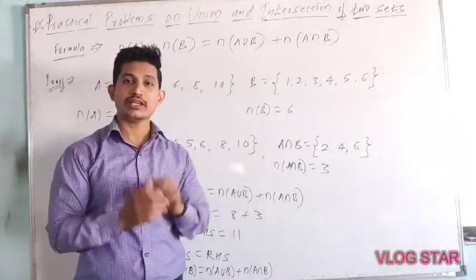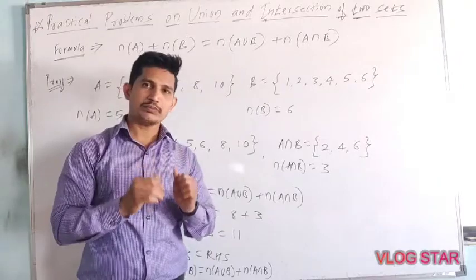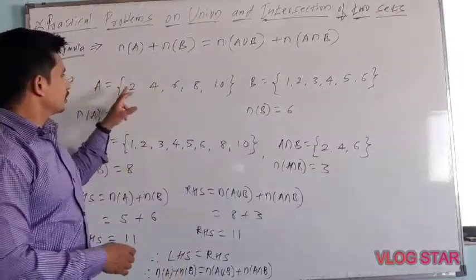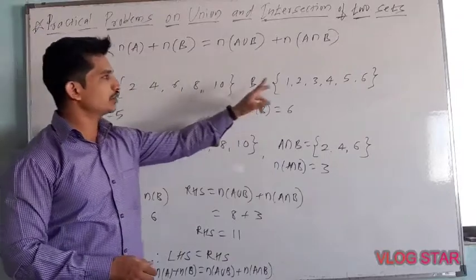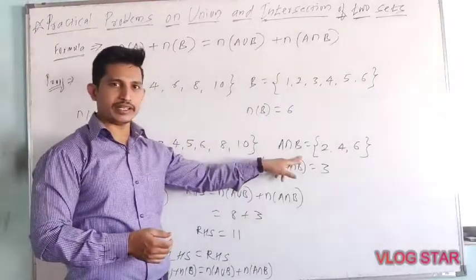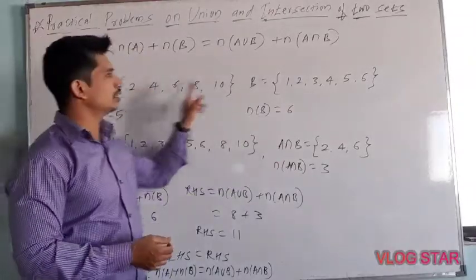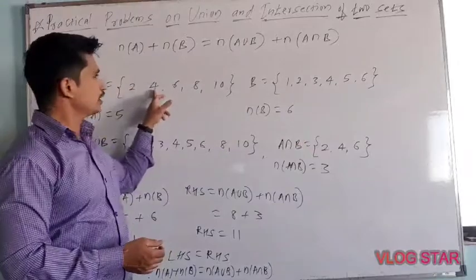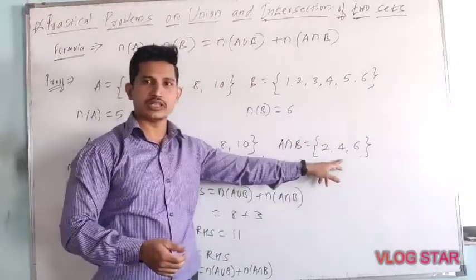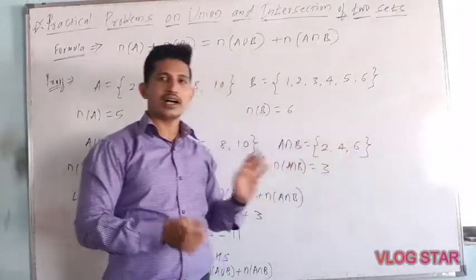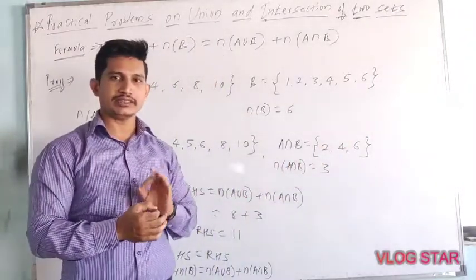Intersection का मतलब क्या है? Common elements. A और B में common elements कौन से हैं? Now see here, 2, 4, 6, 8, 10 and 1, 2, 3, 4, 5, 6 में common कौन से हैं? A intersection B we are finding. 2 is here, 2 is here, so 2 will come. 4 is here, 4 is here, so 4 will come. 6 is here and 6 is here, so 6 will come. I am writing the common elements, meaning the intersection.